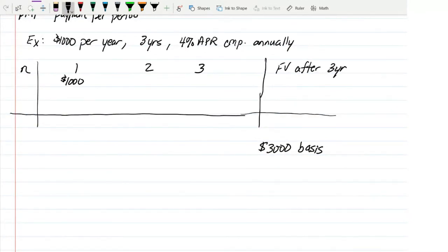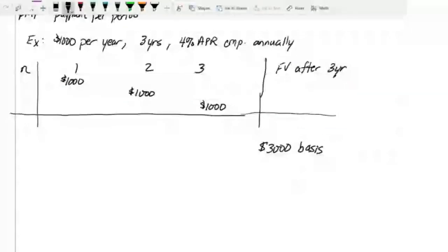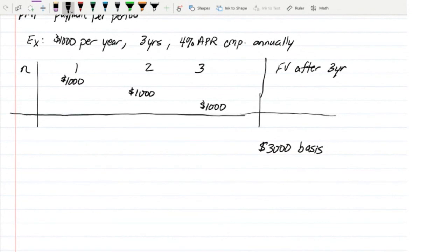$1,000 at the end of year 1, $1,000 at the end of year 2, and $1,000 at the end of year 3. And there you can see the $3,000 basis, right? Before any interest gets applied here. Well, again, you can think of that like the present value part of it. Let's let this money grow.